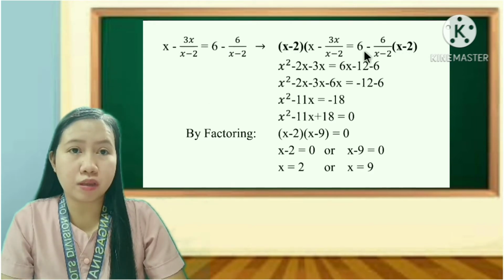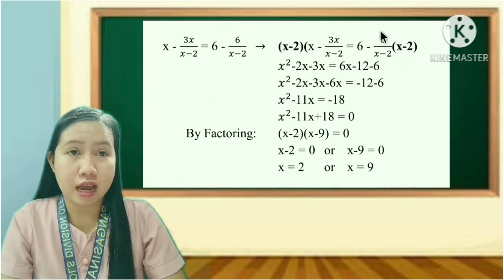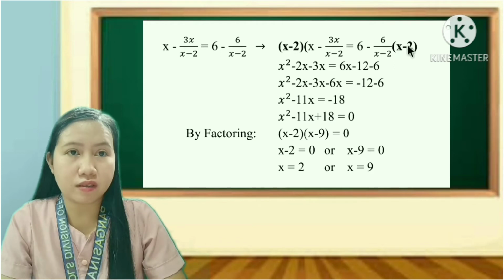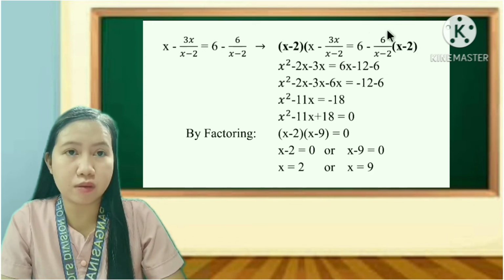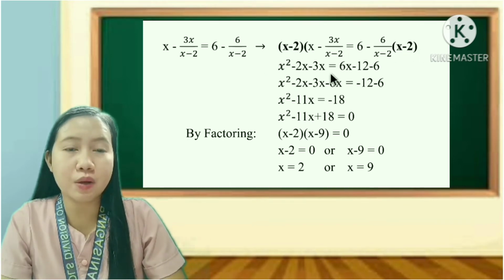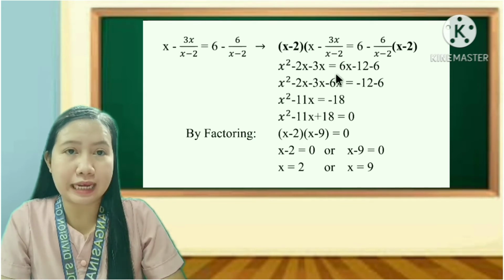x minus 2 multiplied to 6. So we have x times 6, that is 6x. Negative 2 times positive 6, that is negative 12. And the last one, we just simply cancel x minus 2 and x minus 2. The remaining will be negative 6. So this will be now the outcome of this equation. Now, let's proceed to combining like terms.